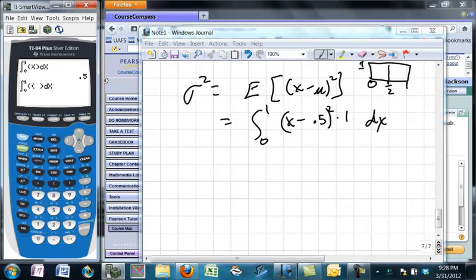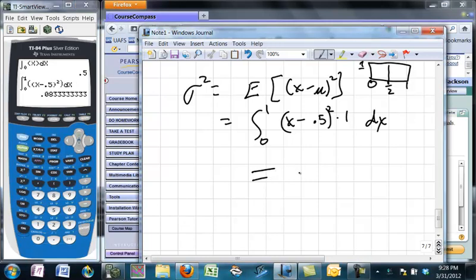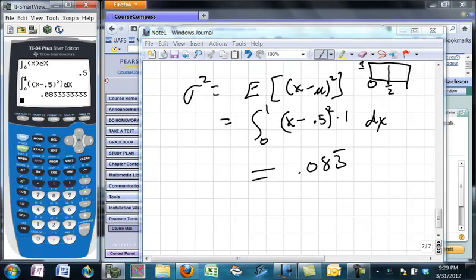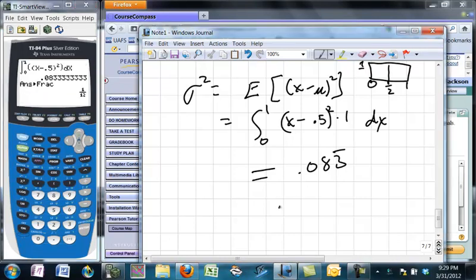parentheses, x minus 0.5, close parentheses, square. Okay, that looks right, times 1, because 1 is the probability density, and this gives us 0.083 repeating. By the way, we can change that to a fraction, and we get 1/12.